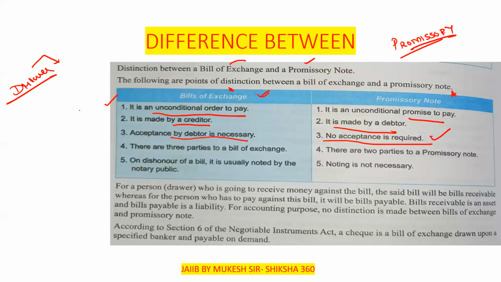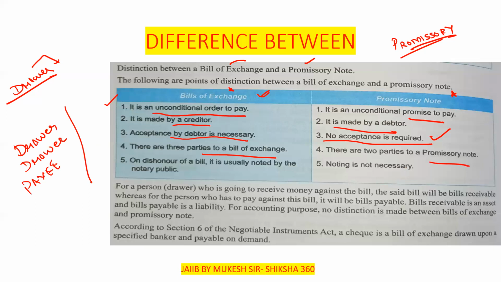Next, there are three parties to a bill of exchange: the drawer, the drawee, and the payee. On the other side, there are only two parties to a promissory note. So this one is the main difference which you have to remember: there are only two parties to the promissory note.